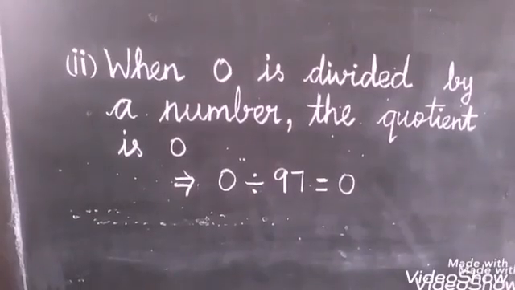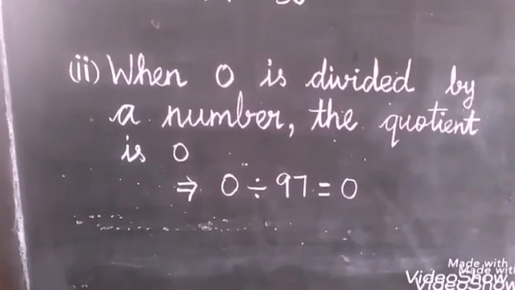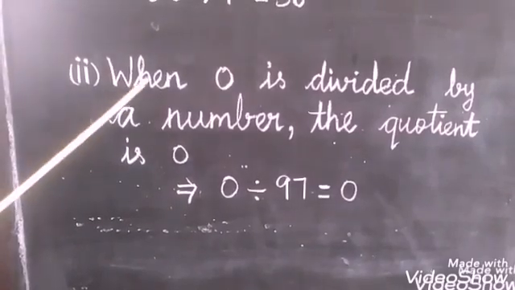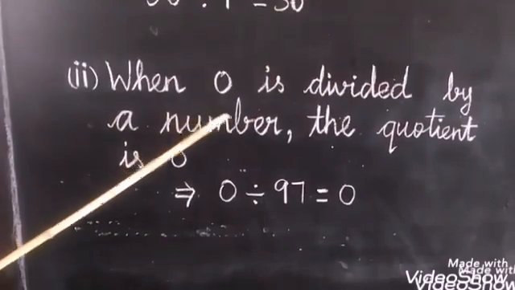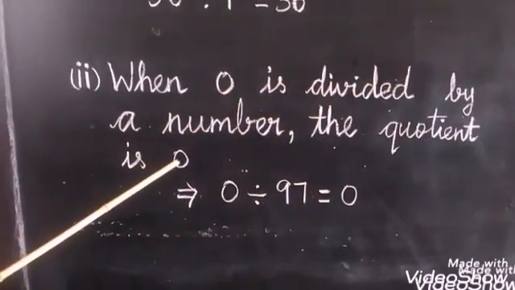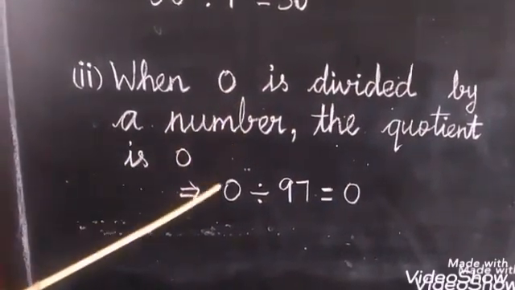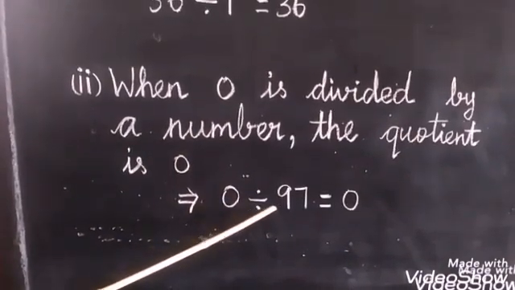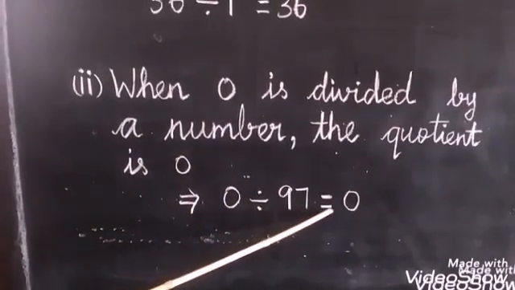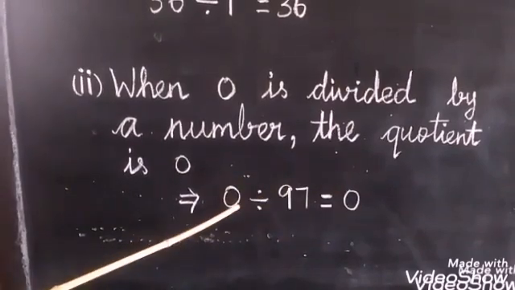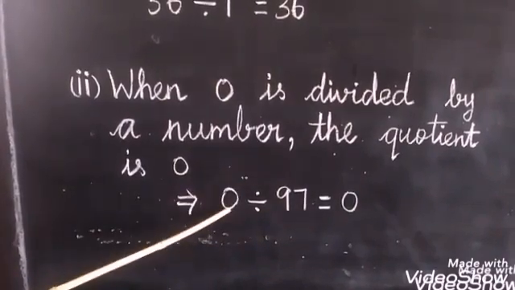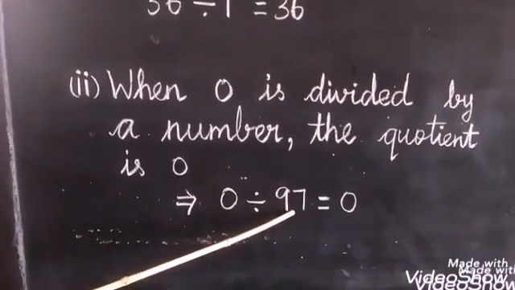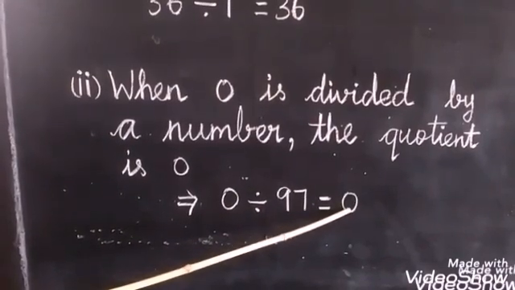Second property: when 0 is divided by a number, the quotient is 0. For example, 0 divided by 97 equals 0. We can use any number. When 0 is divided by a number, it gives 0 as the quotient.